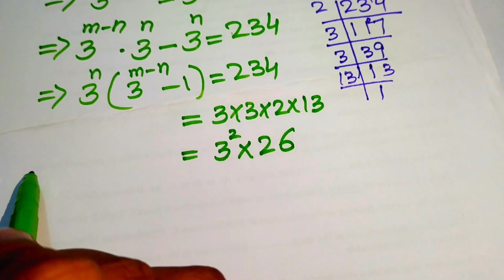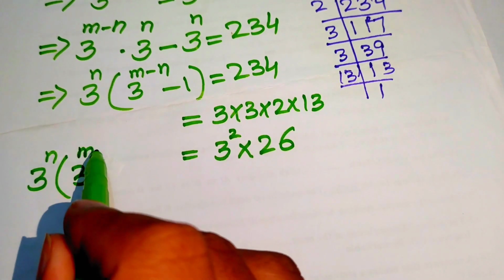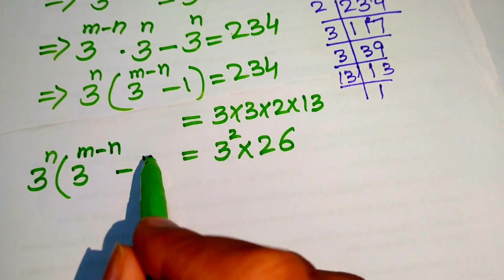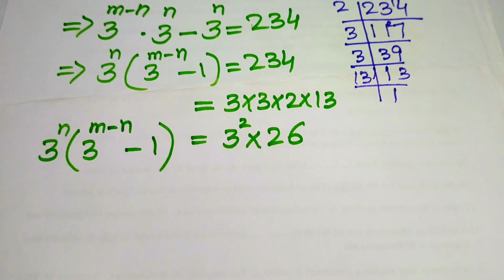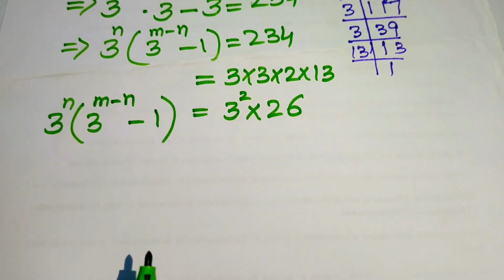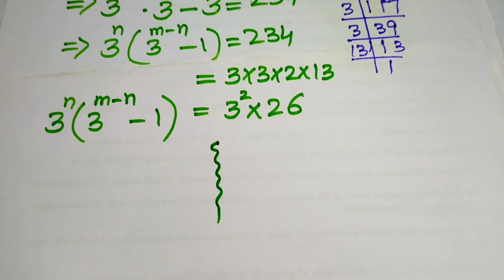And in the left hand side we have 3 to the power of n into 3 to the power of m minus n minus 1. So we have this equation. Now we have time to compare both of the sides, so we divide this into two cases.